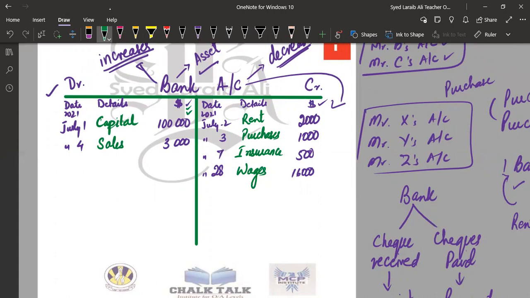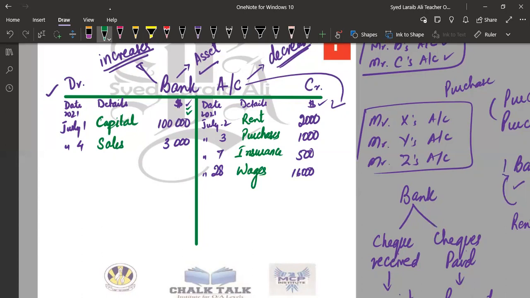So let's say by 28th of July, the business has done all the transactions. So now this is the time to get to know how much amount have we received, how much have we paid, and what is the balance which is left in our bank. In other words, beta, every month we are going to close this account. How is the closing done?